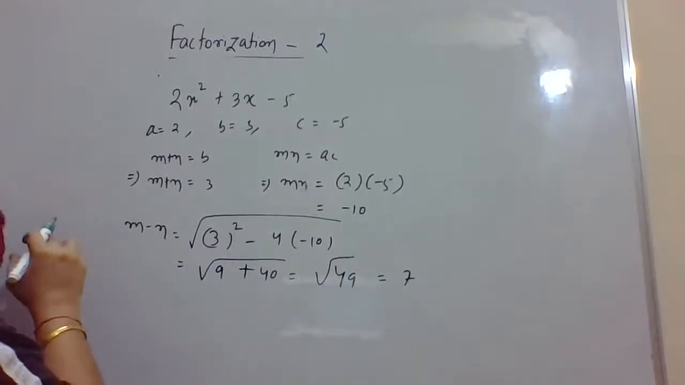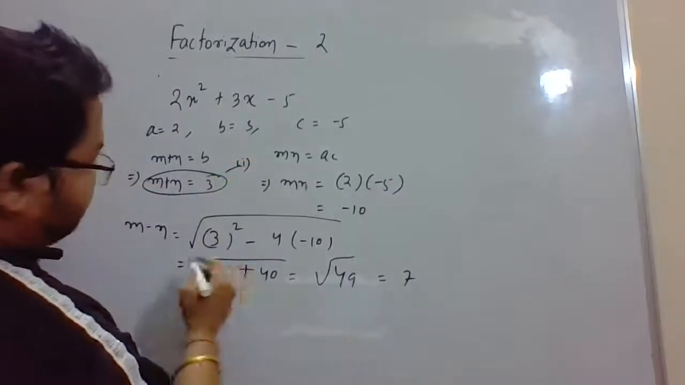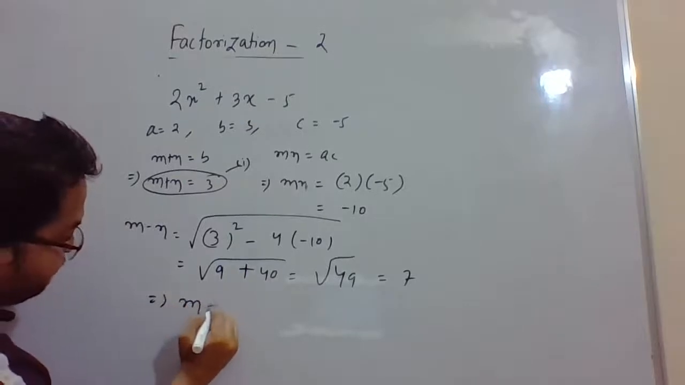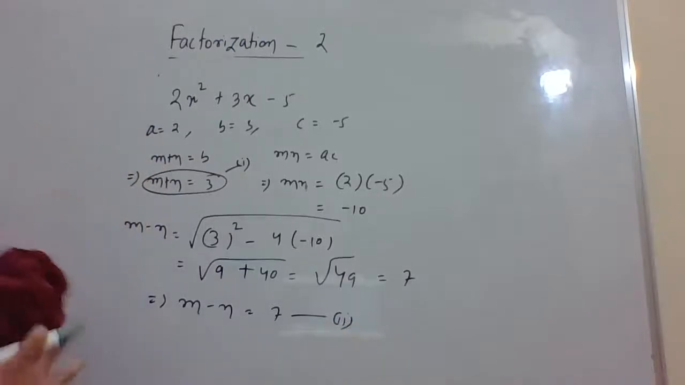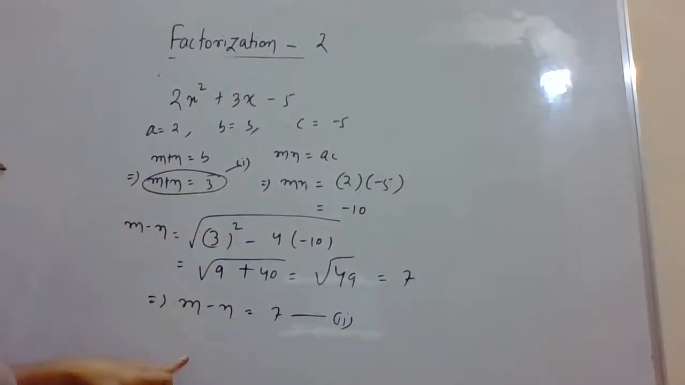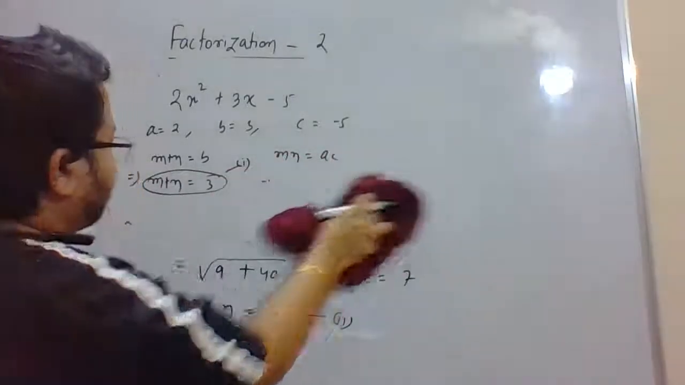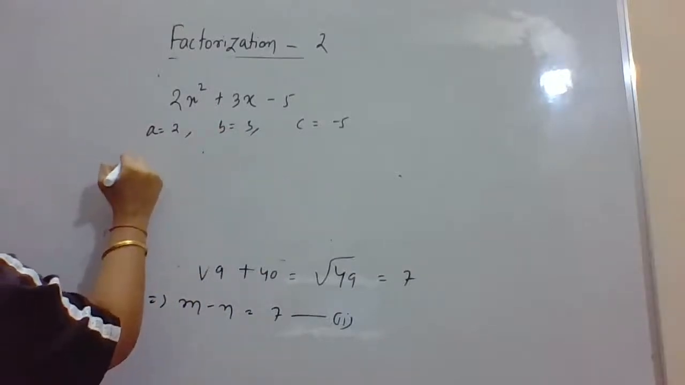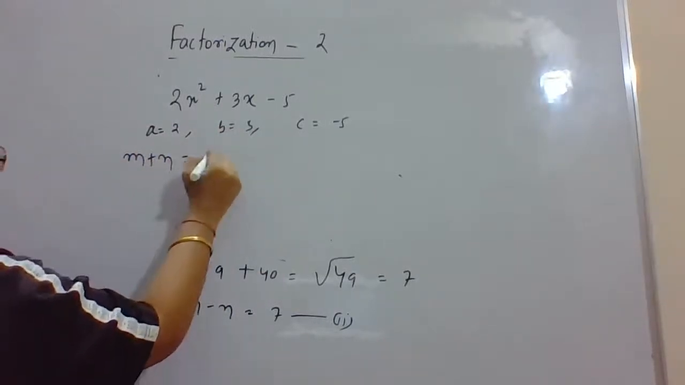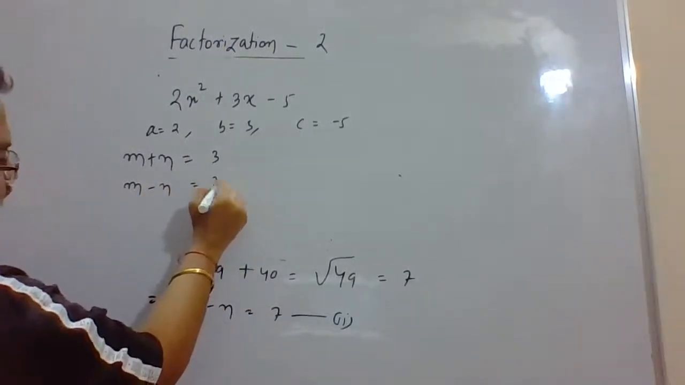Now you know that m plus n is 3. Say this is equation 1, and this one, your m minus n equals 7, say this is your equation 2. Okay, so you have got two equations and two variables. So solving the equations simultaneously, you can get the values of m and n. How? Let's see here. So m plus n equals 3 and m minus n has come out to be 7.